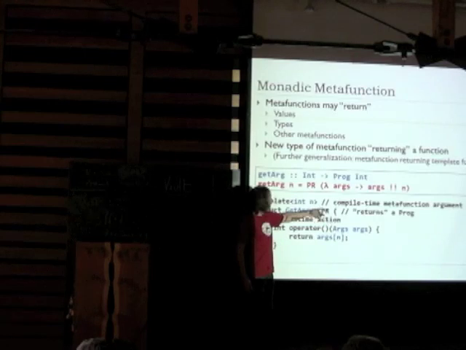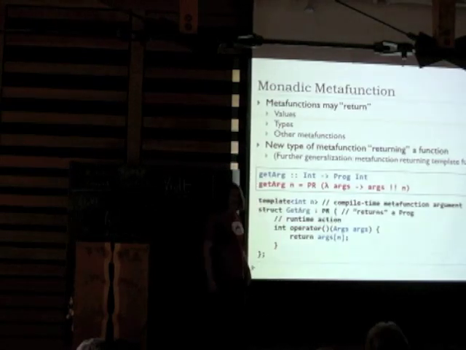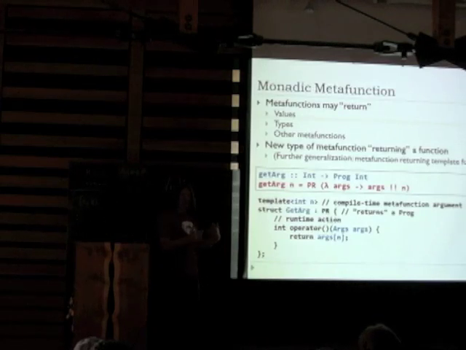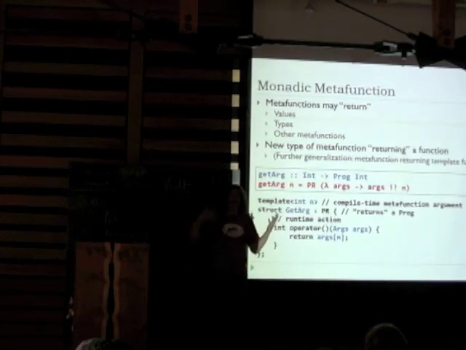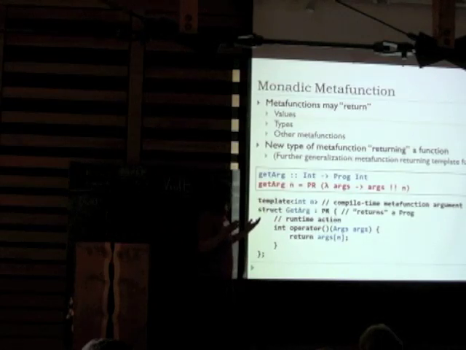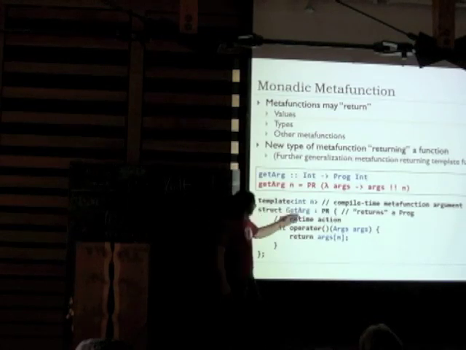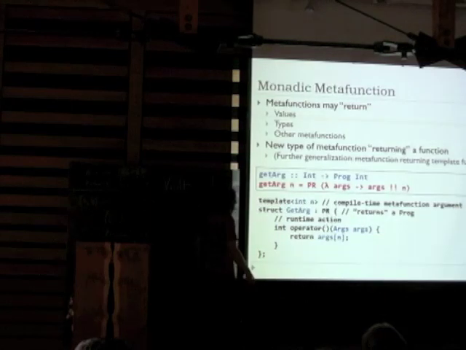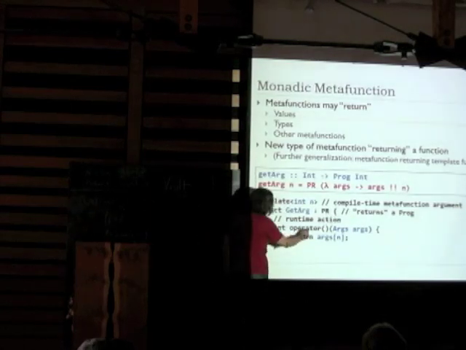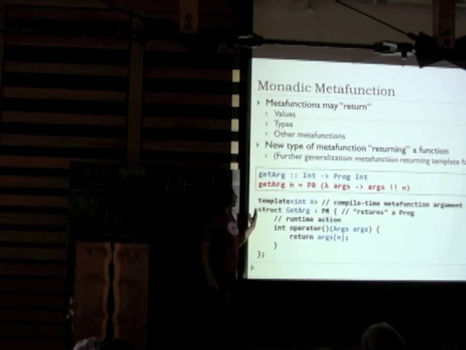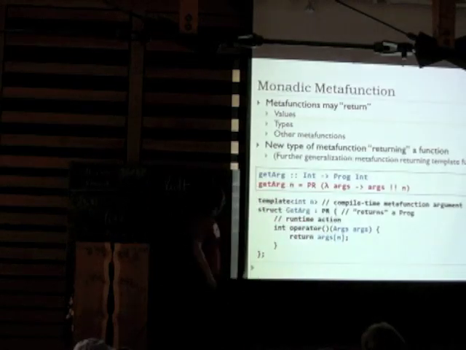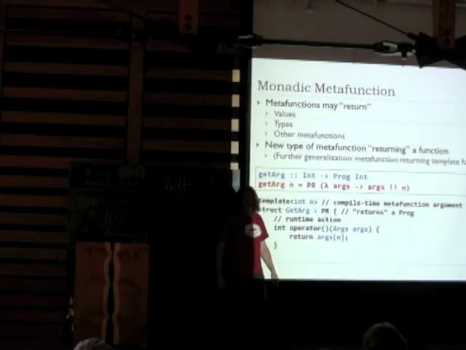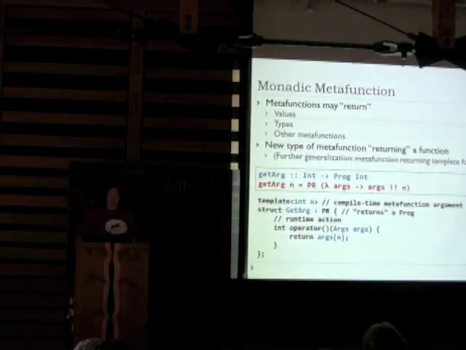Now I did this just, you know, this means nothing, right? Because my PR was defined as an empty thing. This should really be expressed as a concept. So getArg is of type PR, of meta type PR. That's what I wanted to express, which means it returns a prog. So it has operator defined, and this operator corresponds to my action. So it takes args, right, which will be provided in the future at runtime, and returns args of n.